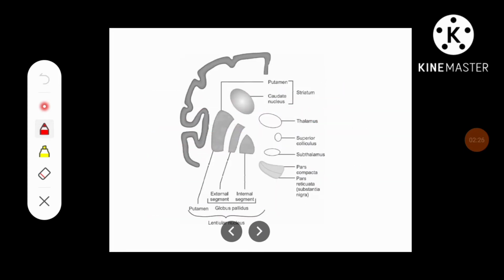So these are the subcortical structures of the basal ganglia, showing the caudate nucleus and putamen, which make the striatum, and the putamen and globus pallidus together make the lenticular nucleus. The globus pallidus again has an external segment as well as an internal segment, and the substantia nigra has two parts, pars compacta and pars reticulata. And you have the subthalamus, which is adjacent to the substantia nigra.